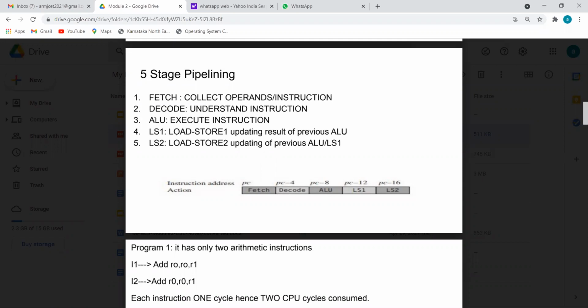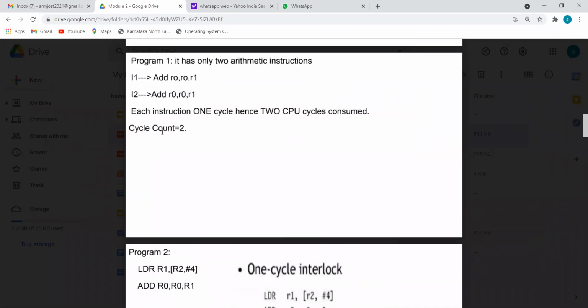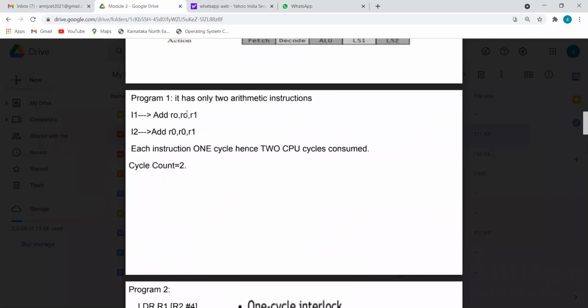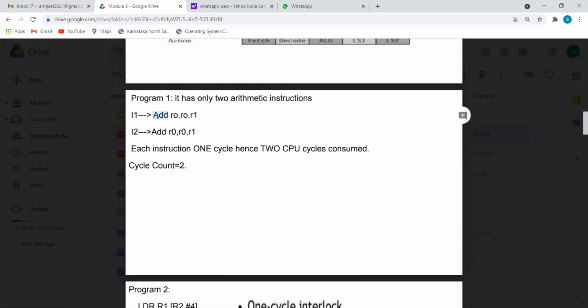Sometimes what happens, only ALU is not able to finish the execution. That time ALU second stage, ALU third stage. I will tell you why. Please remember this. Once I explain this, you will understand it more. Now you see. What is the instruction here? There is one program. It has only two arithmetic instructions.